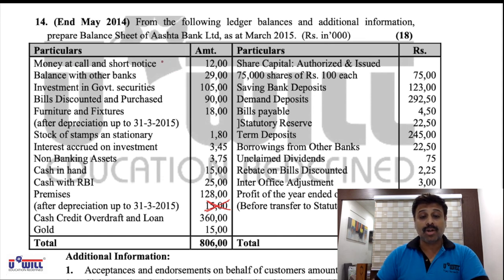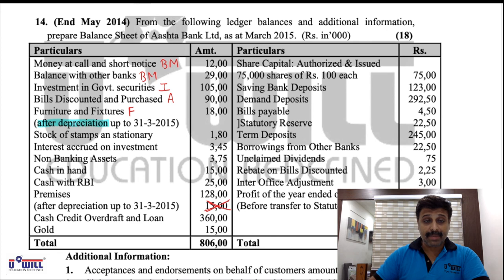Money at call and short notice, BM, bank balance and money at call and short notice. Balance with other banks, BM, bank balance and money at call and short notice. Investments in government securities, I, investments. Bills discounted and purchased, advances A. Furniture and fixtures, fixed assets F. And see, it is given after depreciation.